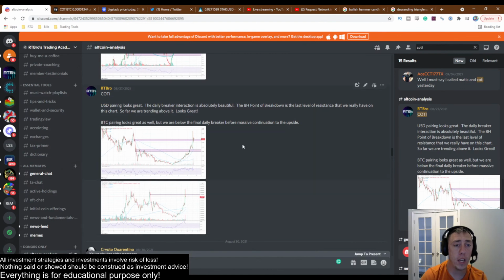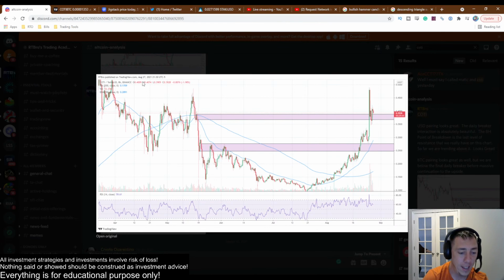I actually called it. USD pairing looks great. The daily breaker interaction is absolutely beautiful. The 8-hour point of breakdown is the last level of resistance we need to have on this chart. So far, we are trending above it. Looks great. BTC pairing looks great as well. We are below the final day breaker. Yada, yada, yada, right? 8/27, August 27th, I was calling this coin on how bullish it looks.